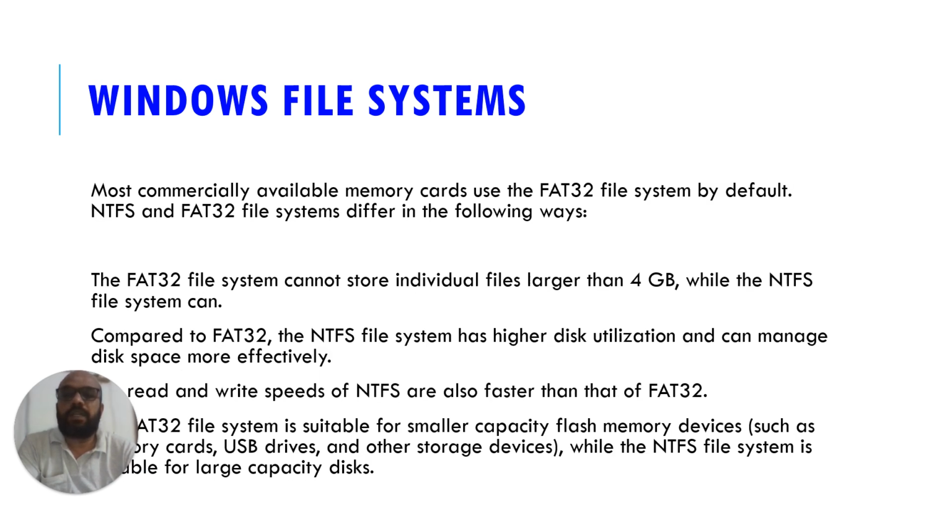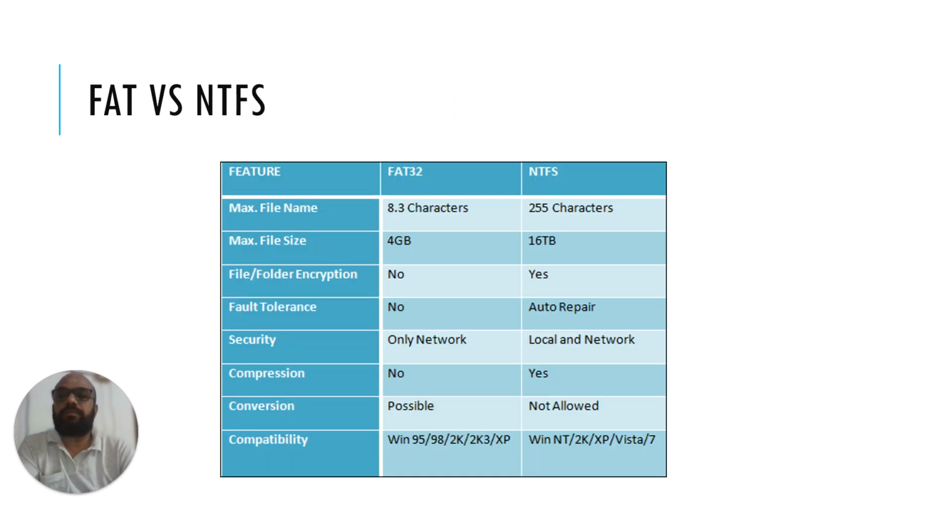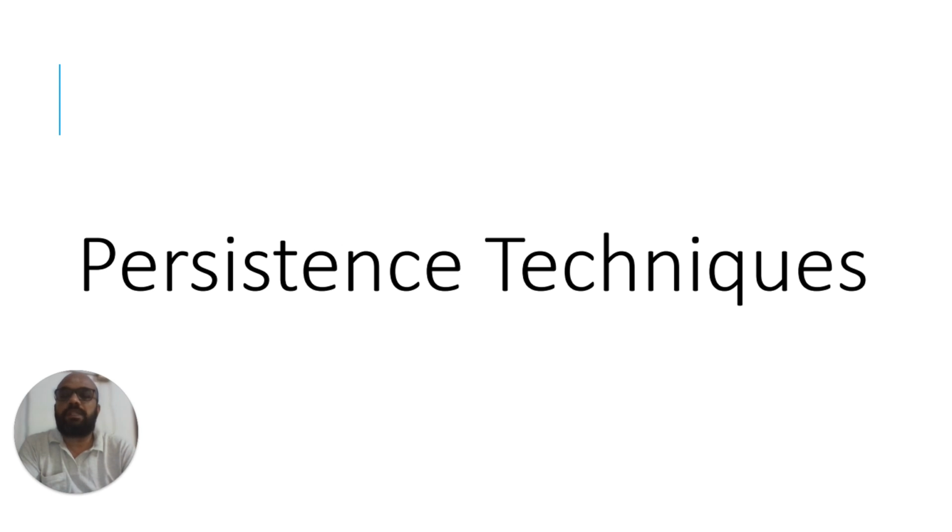The FAT32 file system cannot store individual files larger than 4 GB, but NTFS can. Compared to FAT32, the NTFS file system has higher disk utilization and can manage disk space more effectively. So this is the difference between FAT versus NTFS, in terms of maximum file name, maximum file size, folder encryption, fault tolerance, security level, compression, conversion, and compatibility.